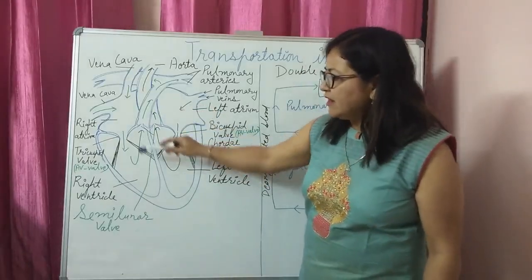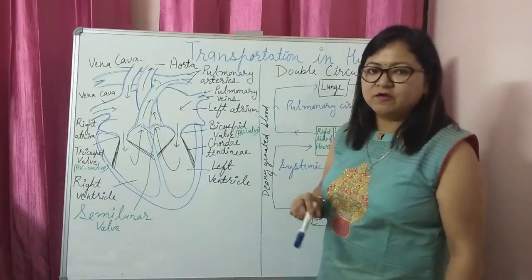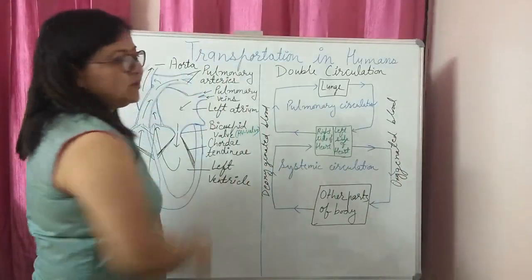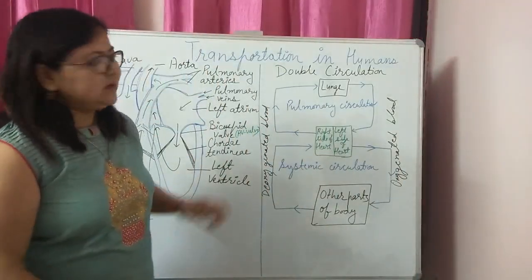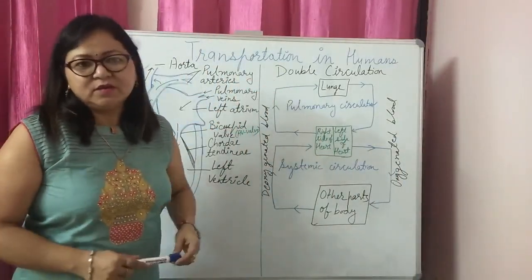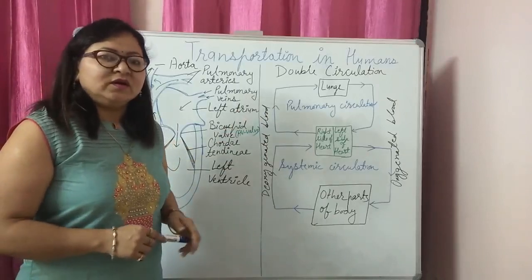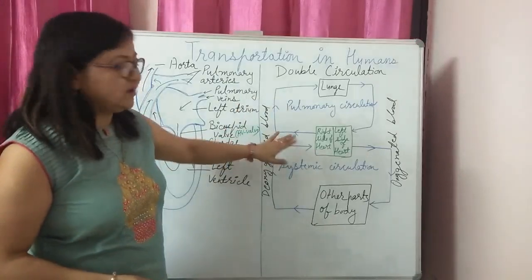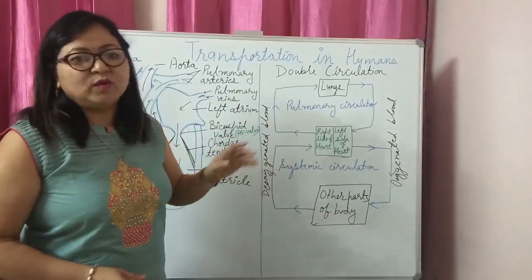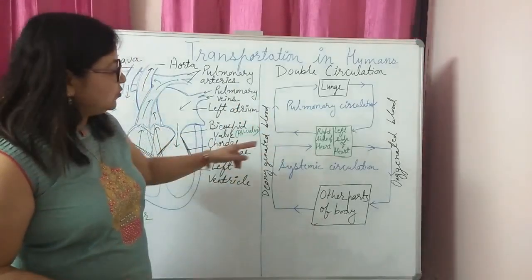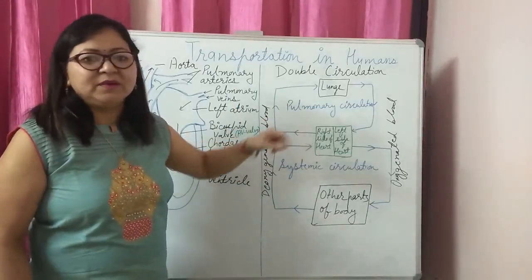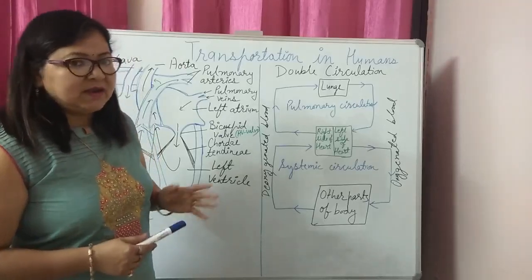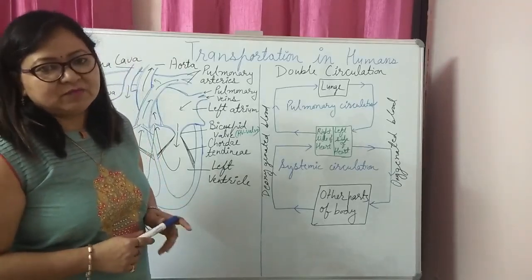This kind of flow from the human heart is also known as double circulation. Double circulation, what do you mean by this word? Double means two, so double circulation means the blood must move from the heart twice to complete one cycle. How does it move twice from the heart? Let's see the blood flow from the heart again.